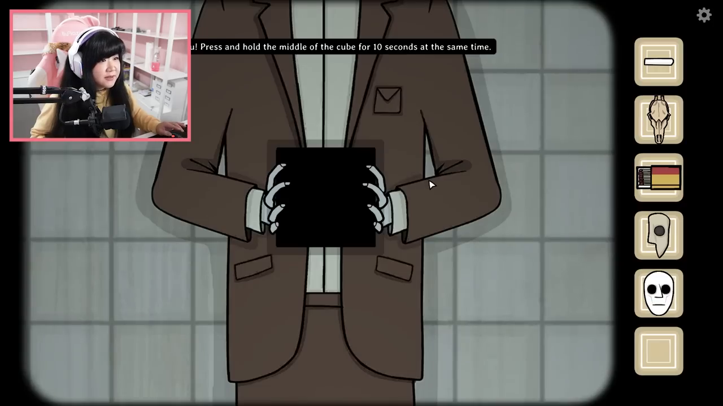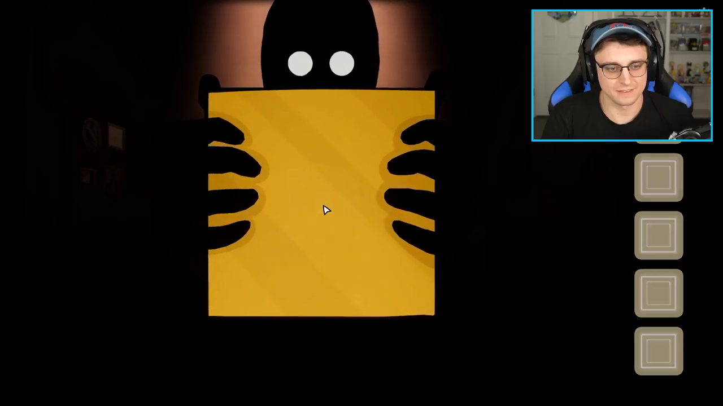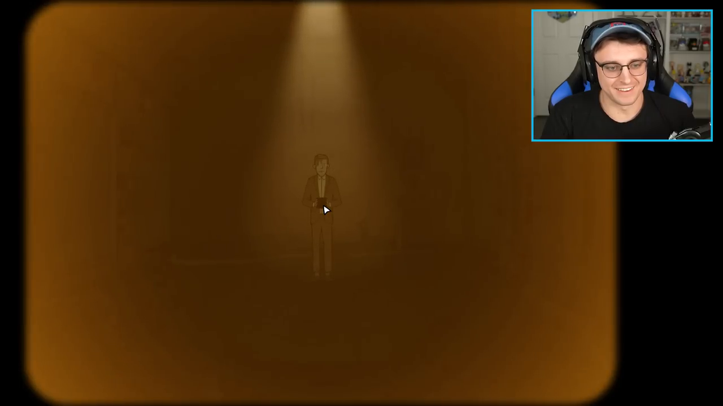Okay, don't do this as I'm saying it. Do it after I count to 3, okay? He says, both of you look into the cube and click the middle of it for 10 seconds. You ready? 1, 2, 3, press. 5, 6. Oh, it's going in. 8, 9, 10. Oh my gosh.